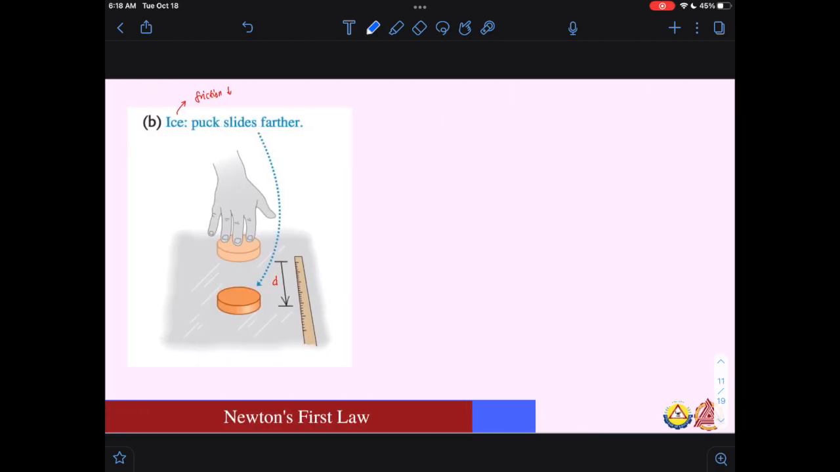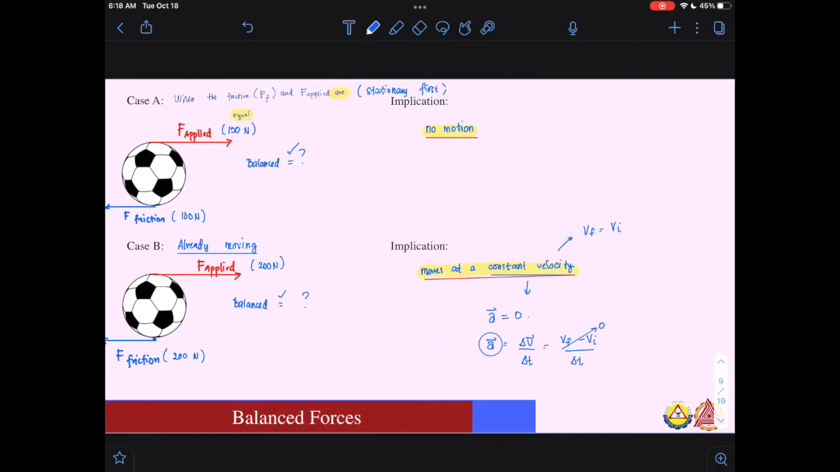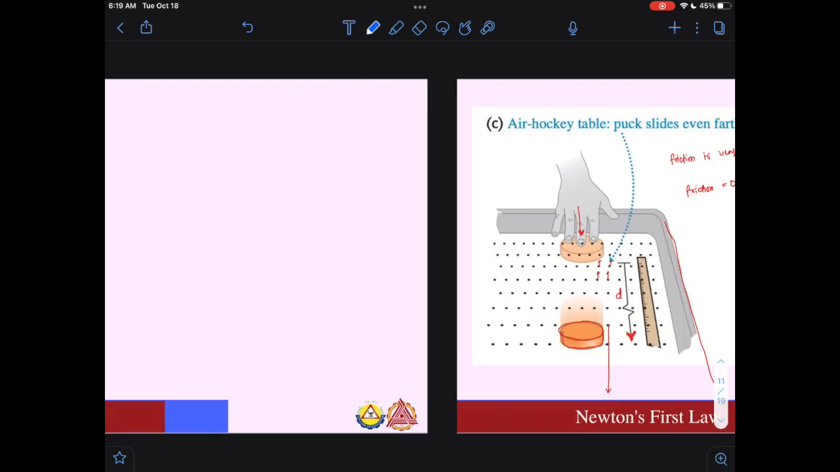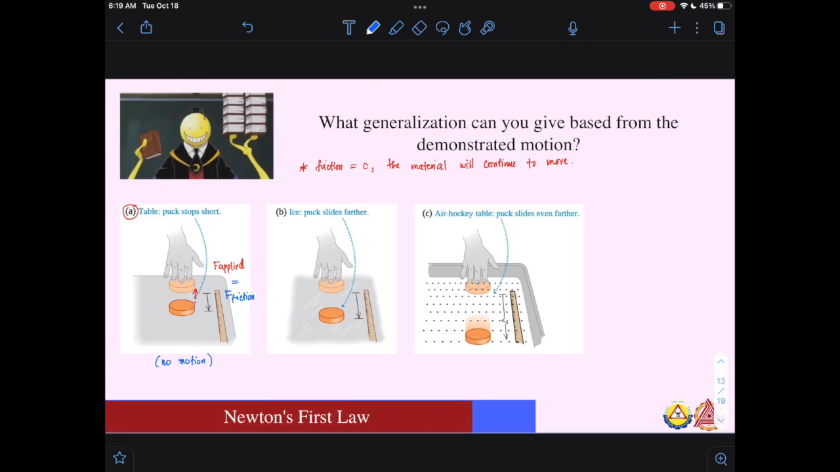If you remember, with F applied and F friction, once the ball is still stationary, no motion means the forces are equal or balanced. In the same manner, here with your puck, once your F applied is equal to the F friction, the forces are balanced, so there is no motion. Okay, I hope you saw that.